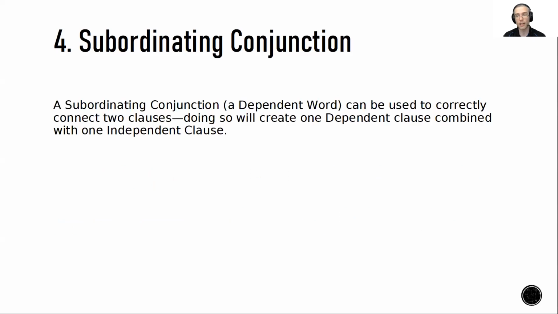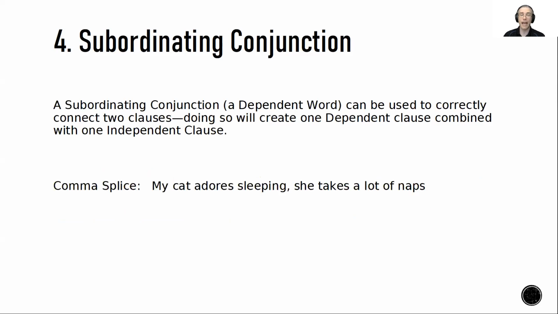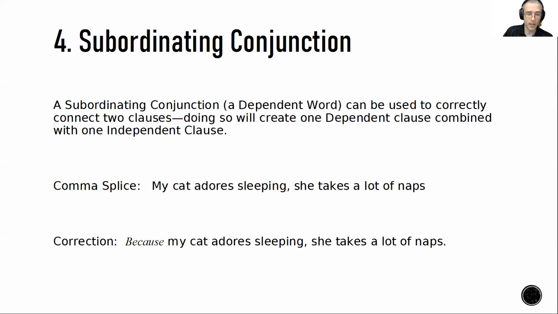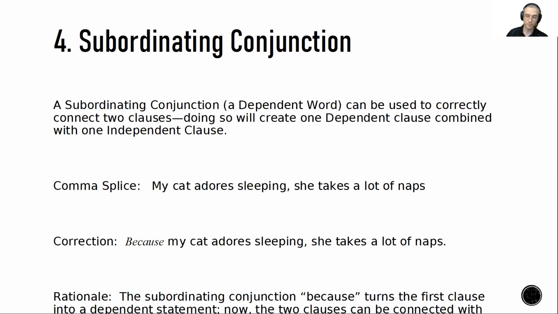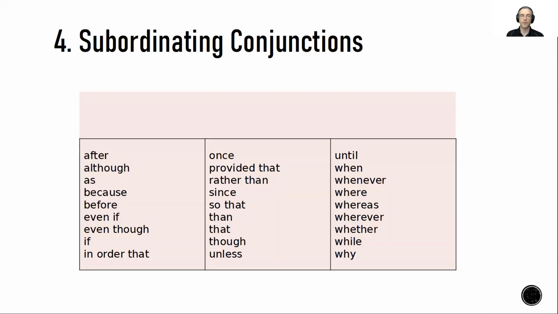Or the use of the subordinating conjunction. Remember again that subordinating conjunctions imply logical relationships between the independent clause and the dependent clause that you have constructed. So, my cat adores sleeping, she takes a lot of naps. Because my cat adores sleeping, she takes a lot of naps. The subordinating conjunction because turns the first clause into a dependent statement, and now the two clauses can be connected with a comma. So you have here a list of subordinating conjunctions.